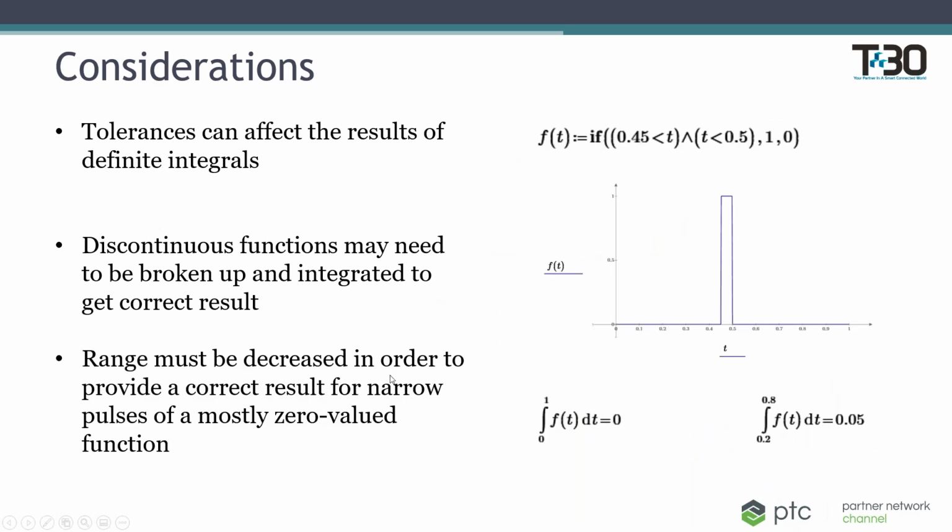A last consideration is your range must be decreased in order to provide a correct result. So for a narrow function like this specifically, what Mathcad does is it'll go to points and try and get you a result based on that. But if you have a big range where like 95% of your function is 0, it may miss this peak altogether and just assume that the answer is 0. So it's really important when you have these narrow functions like this that you're actually changing your range a little bit to encompass that. So if you get 0 when you think you should have a number, I would try messing with the range, messing with the limits here in order to get the correct result.